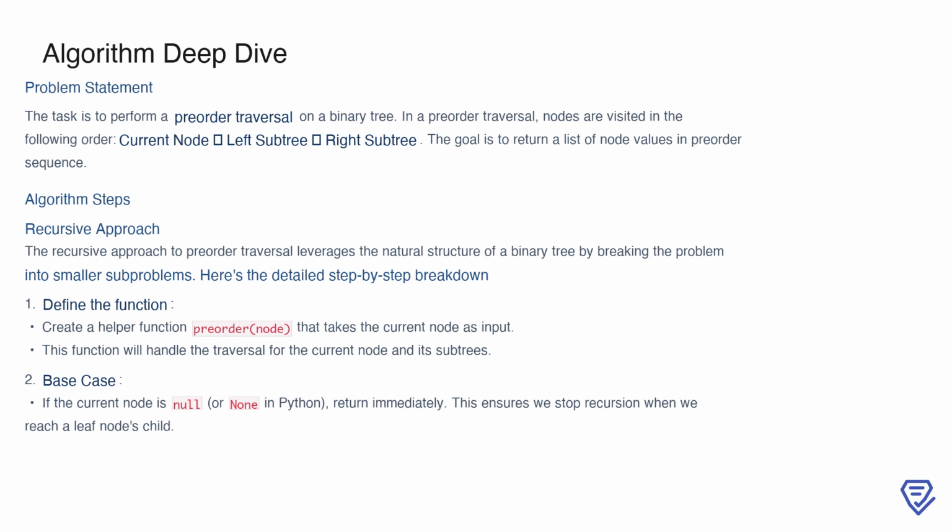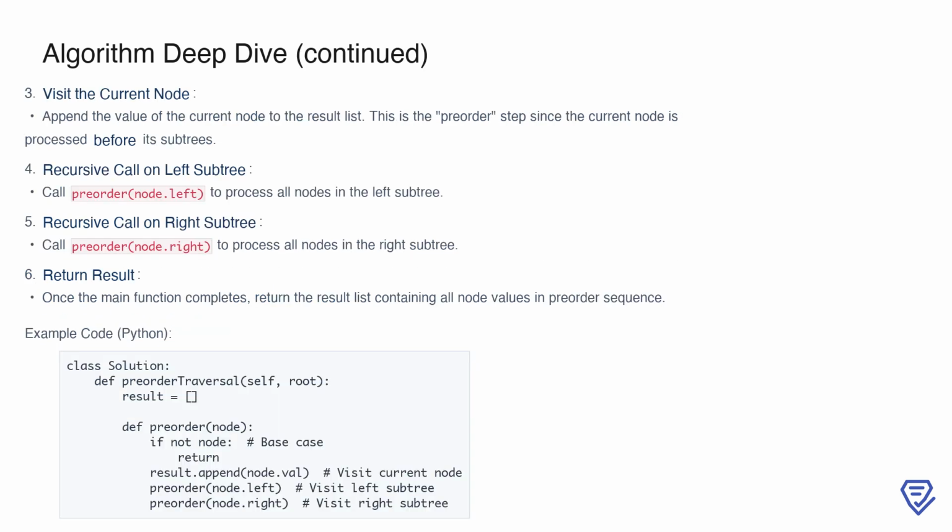leaf node's child. Once we ensure the base case is handled, the next step is to visit the current node. This is the main action of the preorder traversal. We append the value of the current node to a result list. This step happens before exploring any of the subtrees, which is why it adheres to the preorder rule.